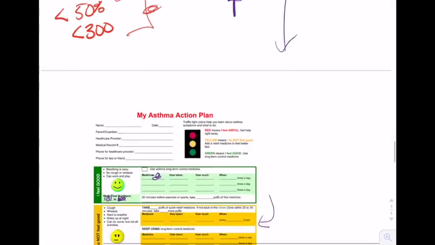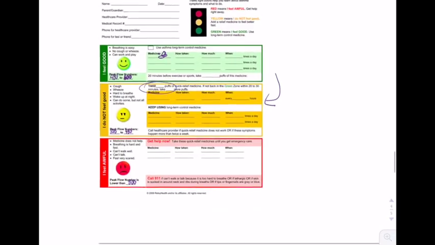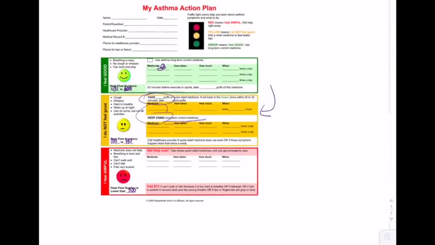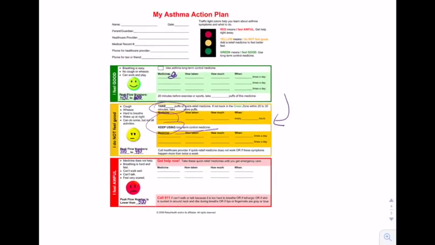And they'll go down here. They'll come to yellow, and they're going to take however many puffs of the rescue medicine that you tell them to do, and they'll keep using their control medicines, etc. So that is what the asthma action plan will look like. We'll discuss that more in class.